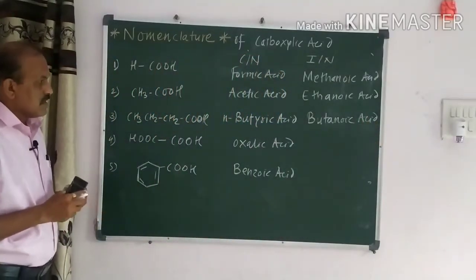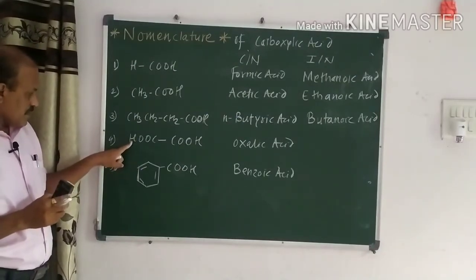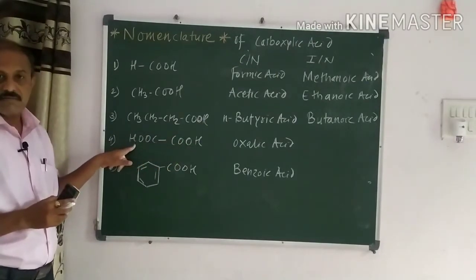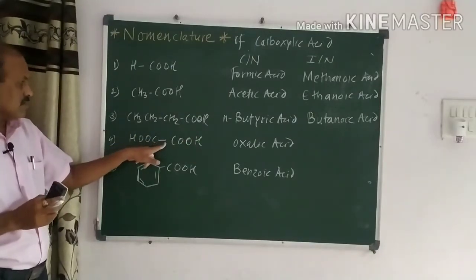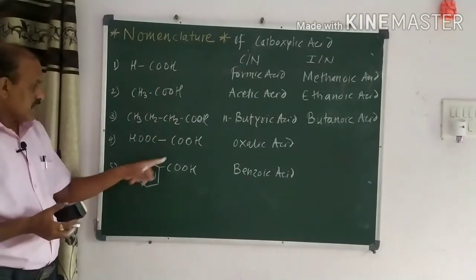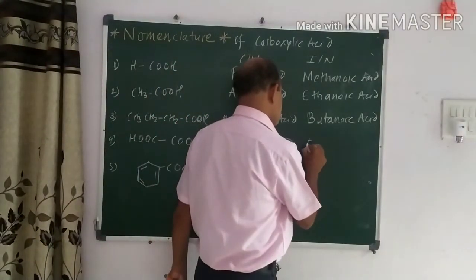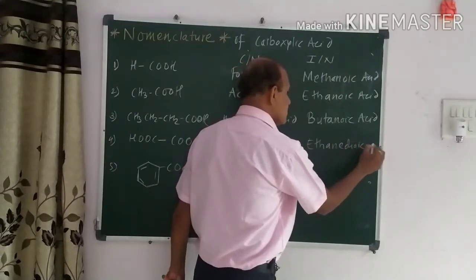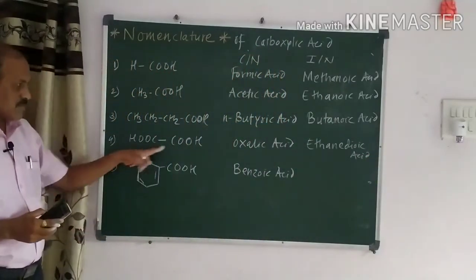Then next one is the one where there is present COOH, that is COOH, and this is oxalic acid. Now while giving the name to this, there are 2 carbon atoms, the parent alkane is no doubt ethane, but here 2 groups are present, so I can write the name just like this: ethane, that is ETHANE, ethanedioic acid. So we have to write the name just like this.